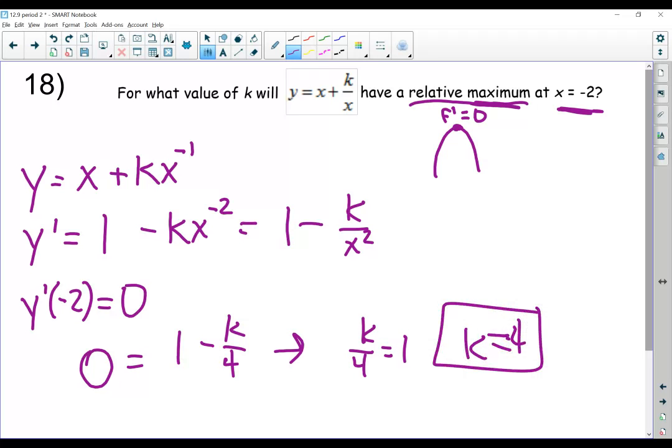Okay, so just different applications of the derivative function and where we could use it. We're going to build on this in the next lesson, but that's all I got for you today, so enjoy.